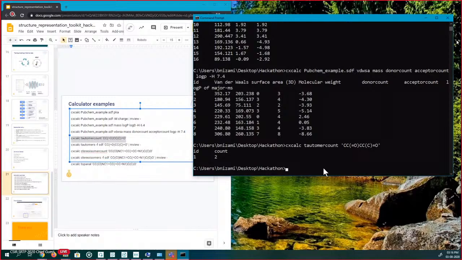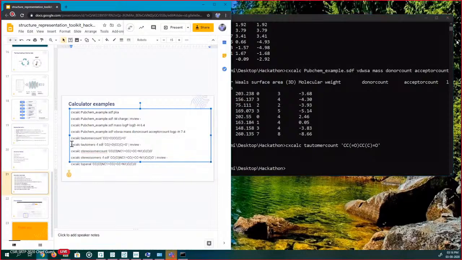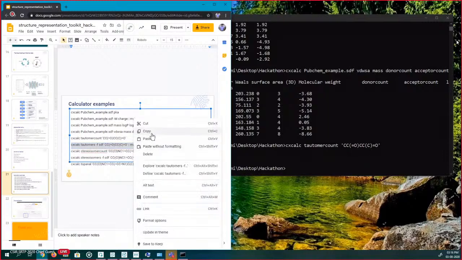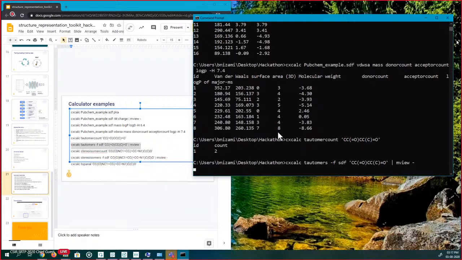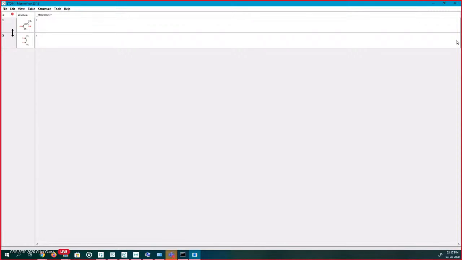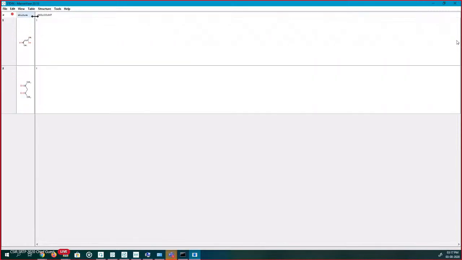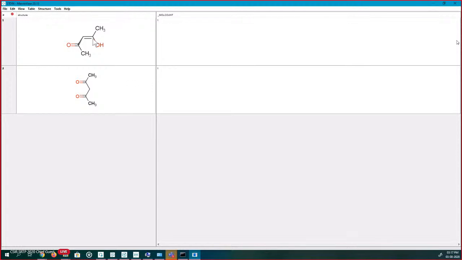In the next command, I will ask it to generate those two tautomers, and I will visualize them graphically using MarvinView, as done with the previous examples. So here is the command where I'm saying generate all the tautomers, and this -f sdf is the output format. I want to output in the SDF format, which I can pass to MarvinView. When I run this command, you see this is the output of the previous command passed to MarvinView. There are two different possible tautomers with this given structure. One is the keto form and this is the enol form of representation.